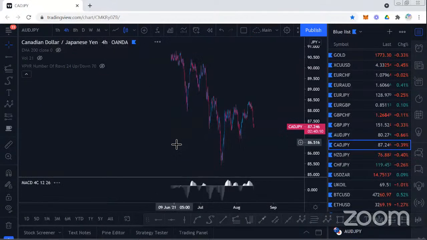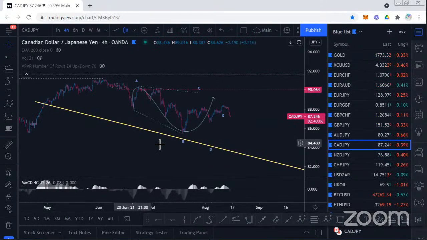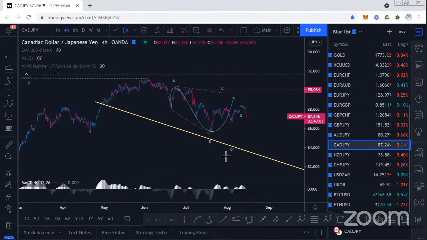CAD yen is kind of a similar story. I'd rather take the CAD yen and the Aussie yen entry order below these lows. But again, structurally speaking, still a little bit of a mess, just waiting for clarity there.